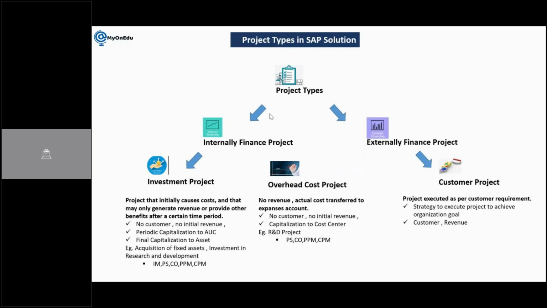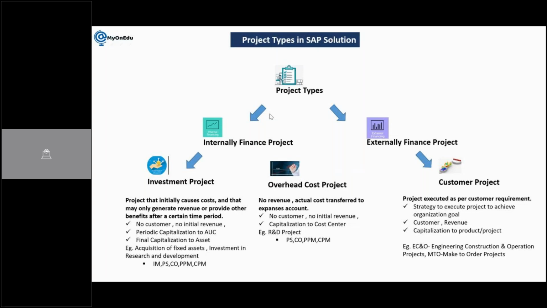We will have the customer. We will have revenue. Okay, capitalization to product or project. So when we are executing this type of project, my capitalization will happen on the product or on the project. The example is ECO, engineering, construction and operation projects, or MTO, make to order projects.